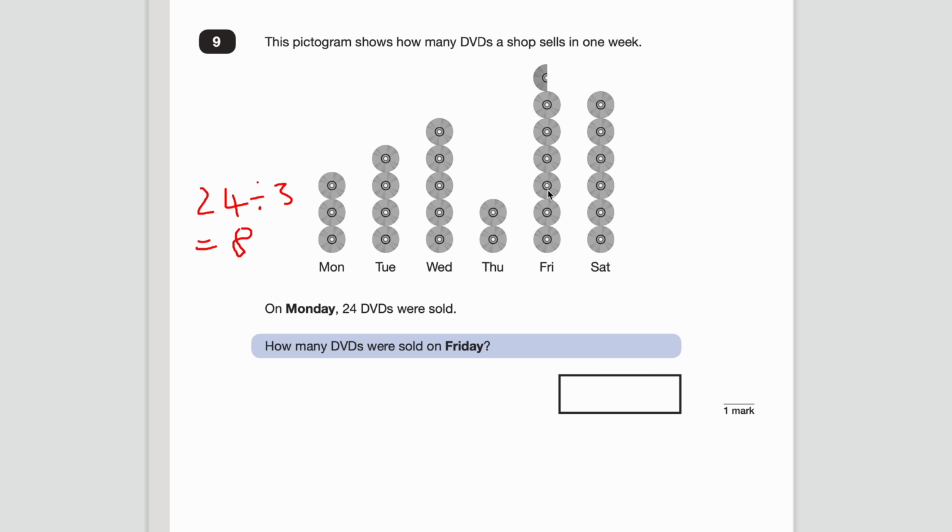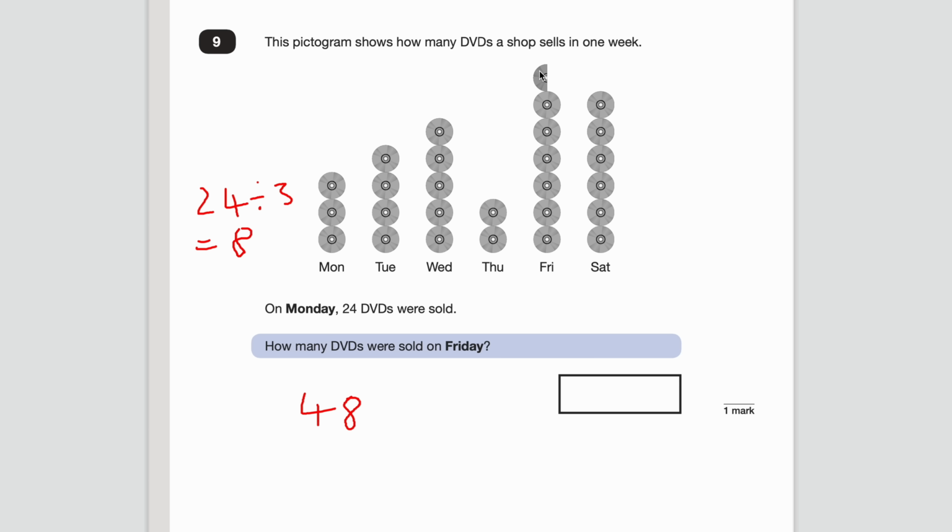We have 1, 2, 3, 4, 5, 6 and a half. We'll come to the half in a second, but we've got 6 full DVDs. We know that each DVD is worth 8. So 6 times 8 is 48. Very important to know your times tables for this.